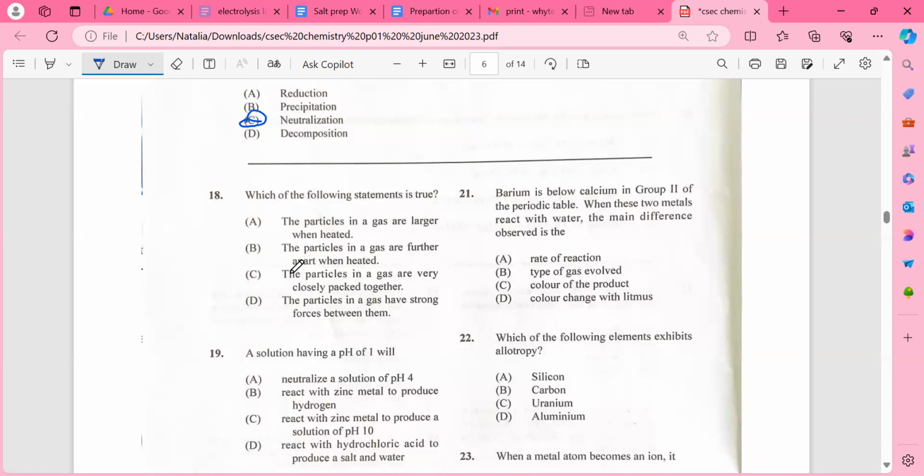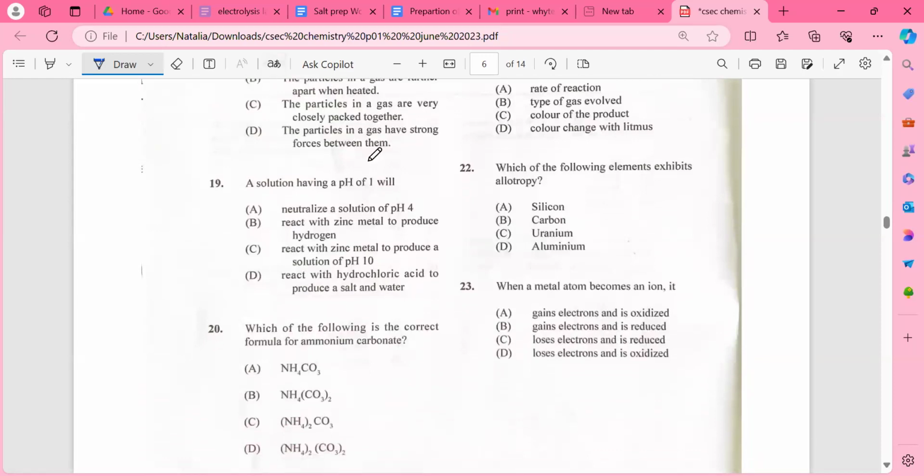The best answer is going to be, so the answer is between A and B. So when we heat gas particles, the particles are going to expand. So I'm going to select A.